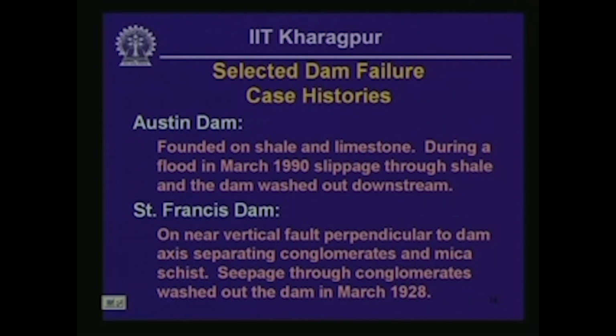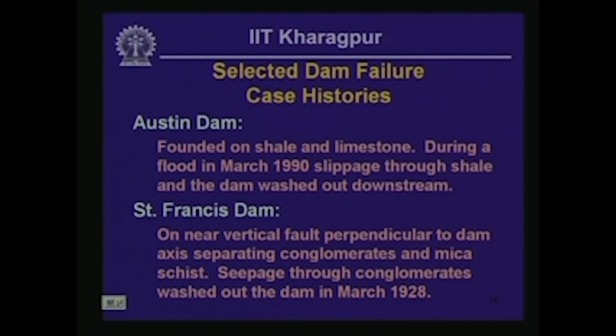Then, as I stated earlier, failure could also be because of scouring and piping. St. Francis Dam was another dam that failed because of seepage, piping and scouring, and this particular dam is another embankment dam, and it was sited on a site underlain by a very steeply dipping fault perpendicular to the dam axis, separating conglomerates and mica schist.